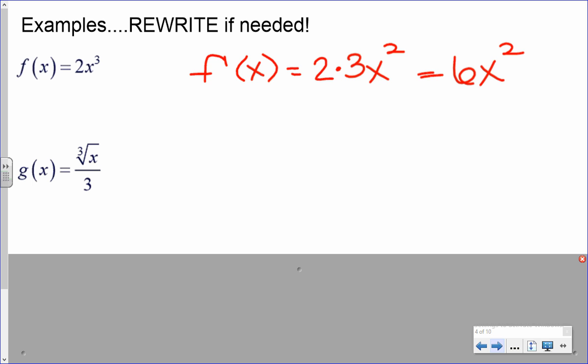All right, g of x. You really would not have been happy if I gave this to you yesterday, right? No way. Tell me no way. Okay? But does this look like ax to the n? Could we rewrite it as ax to the n? We need to rewrite this as 1/3 x raised to the 1/3 power. Now it's in the form ax to the n, and we can go ahead and use the power rule.